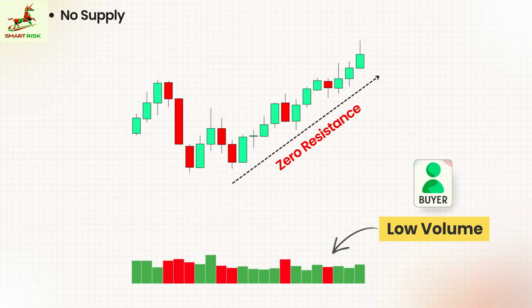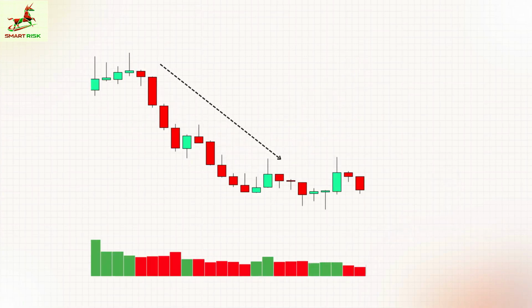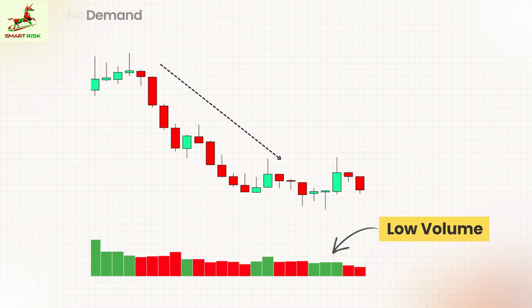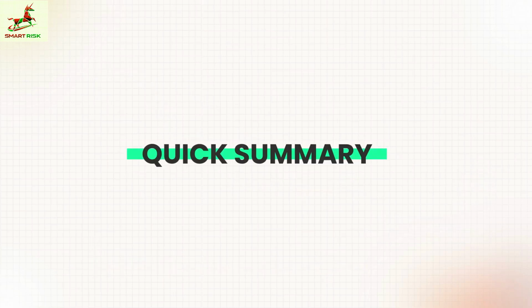And the exact opposite works the same way. If price is drifting lower and volume is also very low, that's called no demand, meaning buyers have zero interest in buying at these levels, so price just keeps sliding down on its own. Let's have a quick summary of these three scenarios.